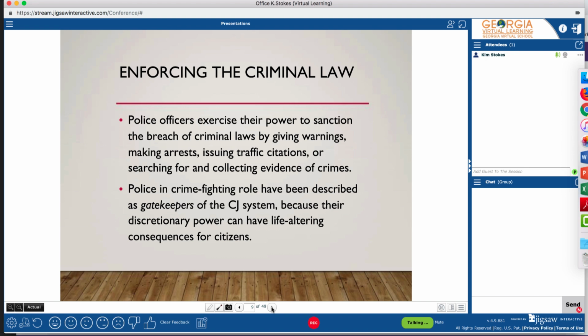Another role of police officers is to enforce the criminal law. The police officer can exercise their power to sanction the breach of criminal laws by giving warnings, making arrests, issuing traffic citations, or searching for and collecting evidence of crimes. Police in crime-fighting roles have been described as gatekeepers of the criminal justice system because their discretionary power can have life-altering consequences for the citizens.